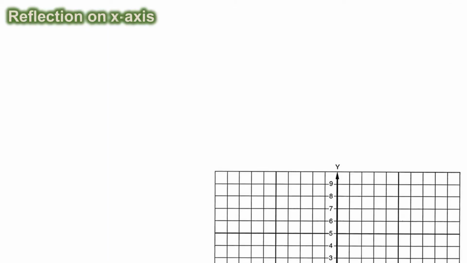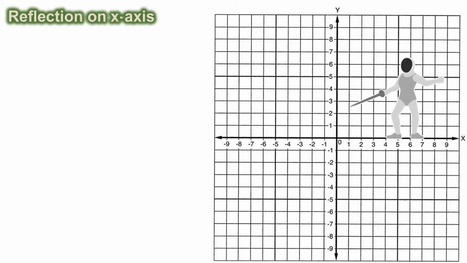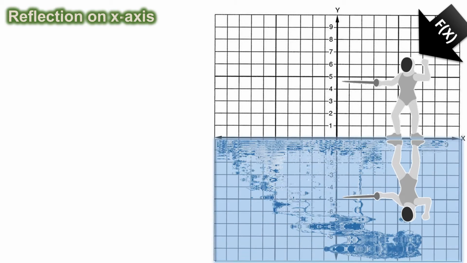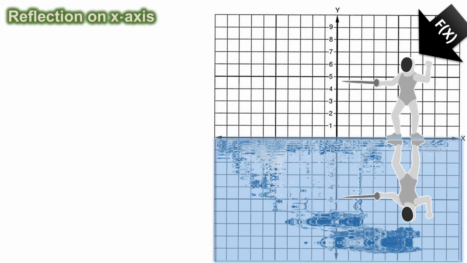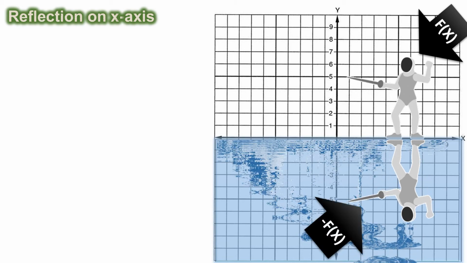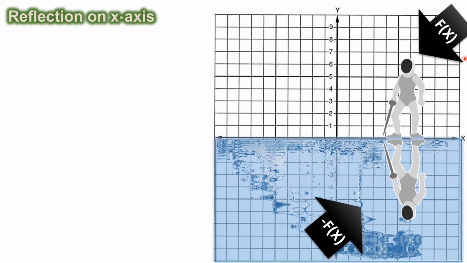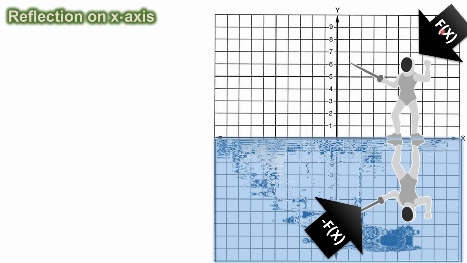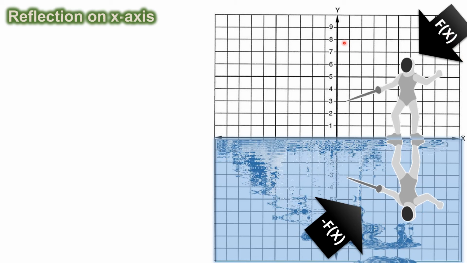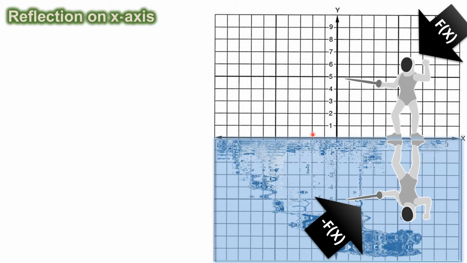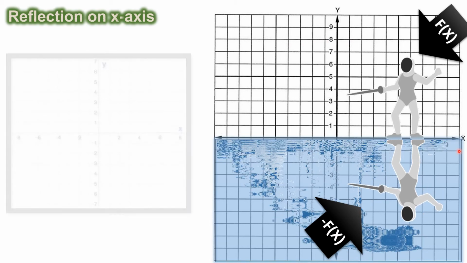Reflection on the x-axis. Now we have the same object, f of x, reflected in the x-axis. Consider the x-axis as a lake. You see yourself down there. It will be negative f of x. Do you notice something? When we give x a negative value, it will be reflected on the y-axis. When we give y a negative value, it will be reflected over the x-axis.